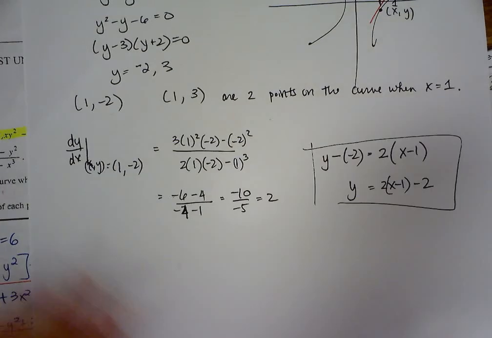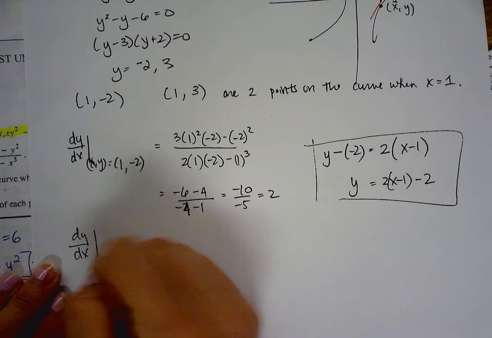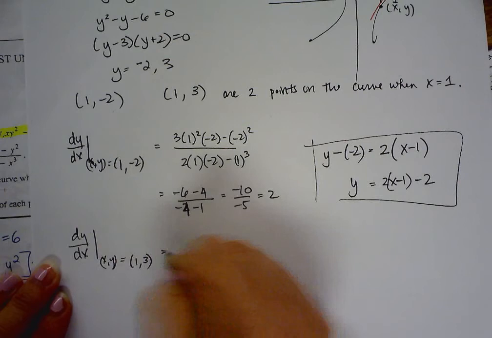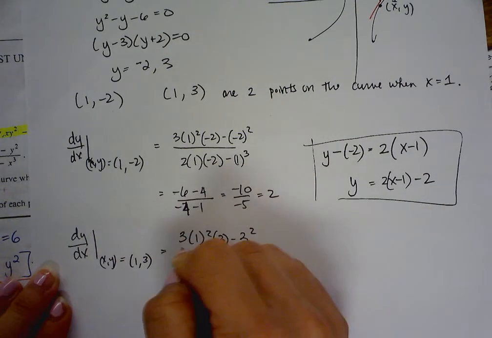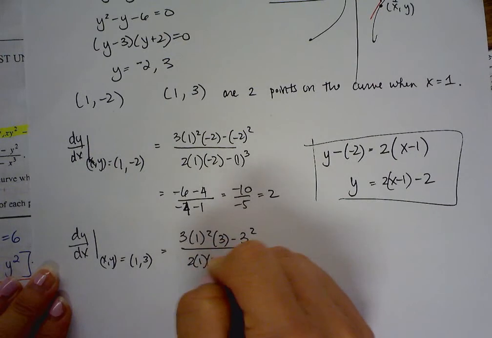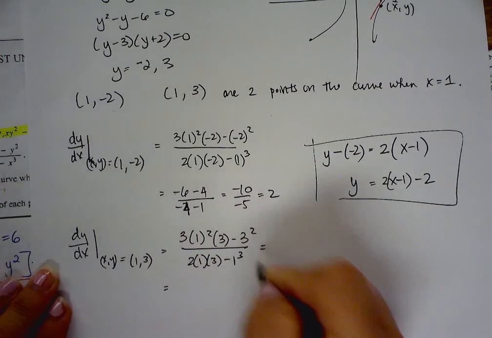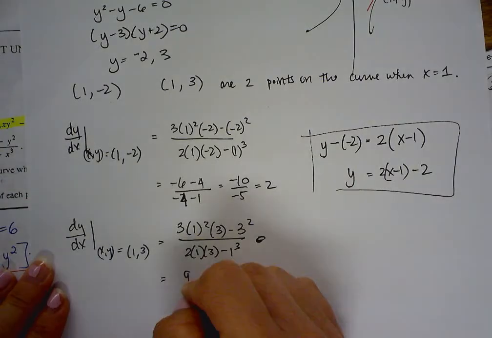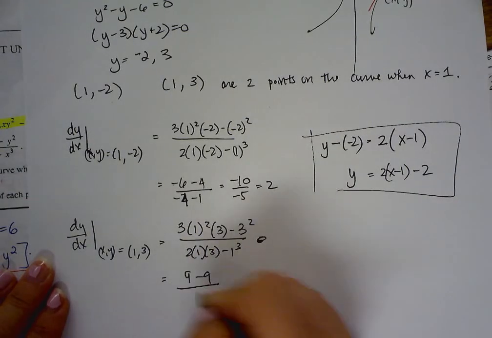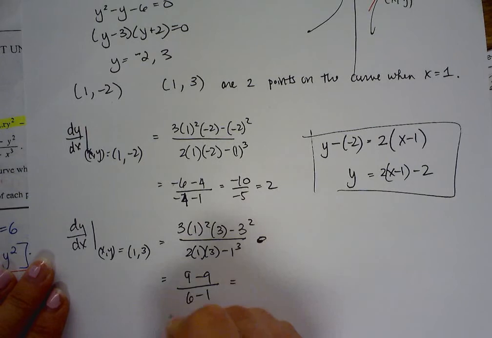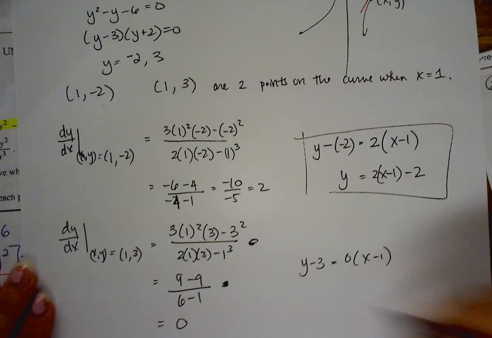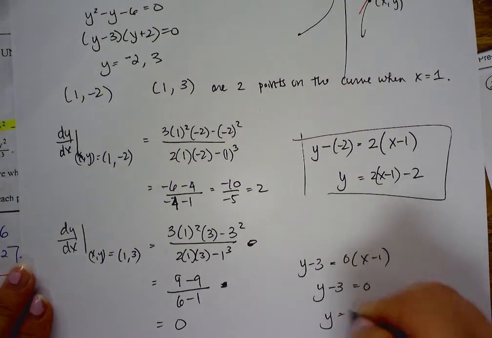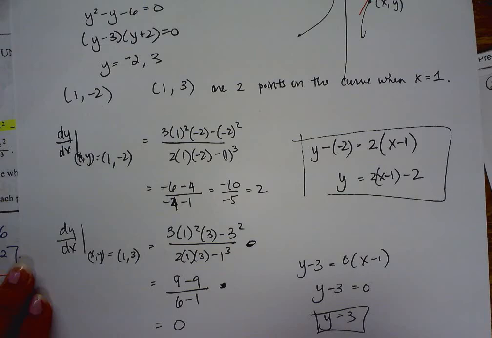The other slope, when x, y equals 1 comma 3, is going to be 3 times 1 squared times 3 minus 3 squared, all over 2 times 1 times 3 minus 1 cubed, which is going to be, what is this, 9 minus 9 over 6 minus 1 equals 0. So it's going to be y minus 3 equals 0 times x minus 1, which means y minus 3 equals 0, which means y equals 3. Okay?